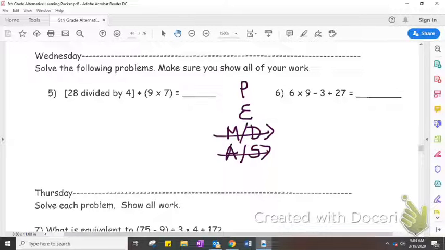Okay, so as I look, I do not see parentheses, so I can cross that out. I don't see exponents, so I can cross it out. That's a 6th grade thing. Do I see multiplication or division? It doesn't matter which one I see, it just matters which one's on the left. I only see multiplication, and it's right here. 6 times 9. Okay, 6 times 9 simplifies to 54.